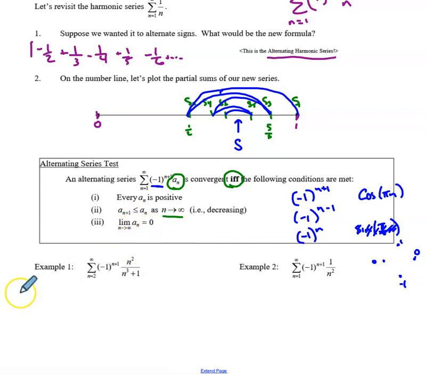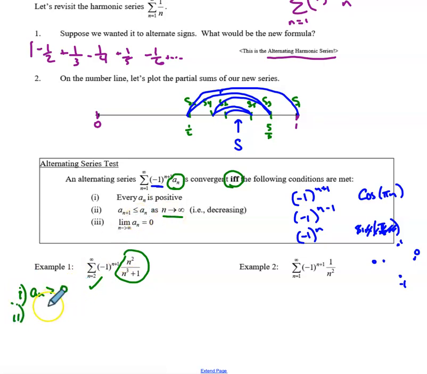So let's do an example. First, we have our a sub n, which is this, n squared over n cubed plus 1. If I plug in n equals 2, I get out a positive number. If I plug in n equals 3, I get out a positive number. So my underlying terms of the sequence a sub n are greater than 0. The first condition is met. Let's look at condition 2.